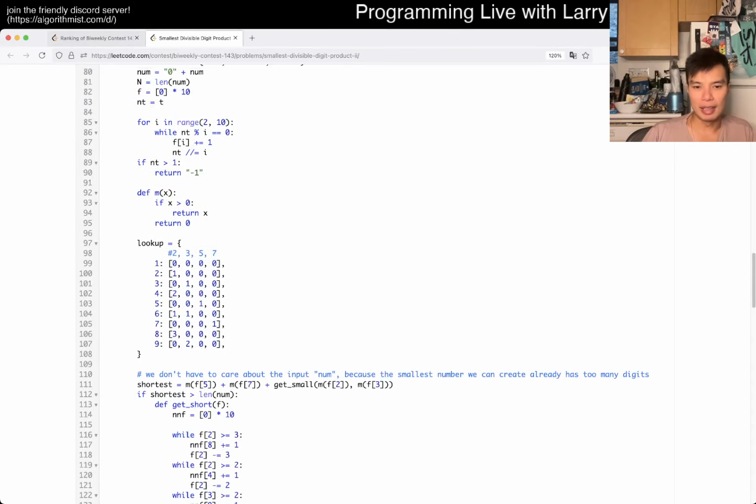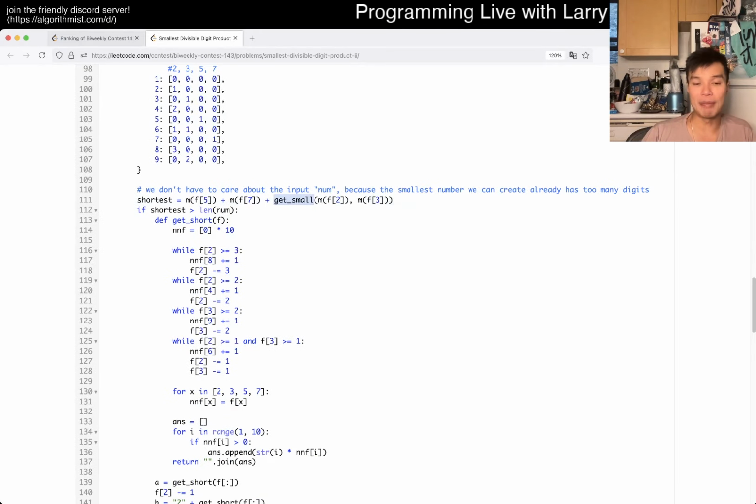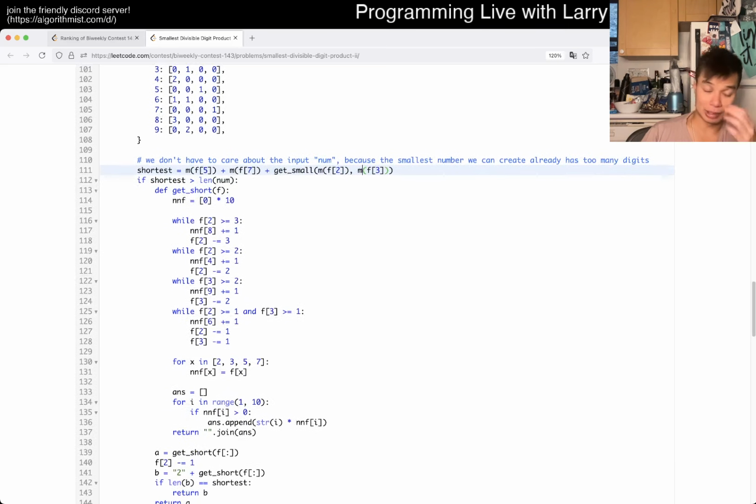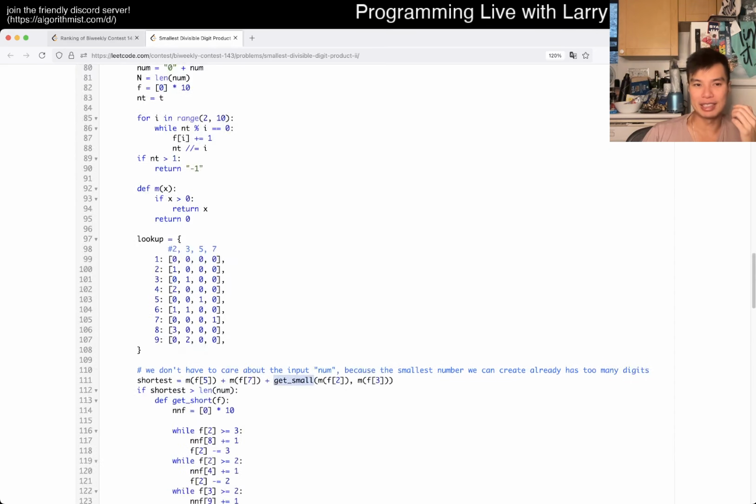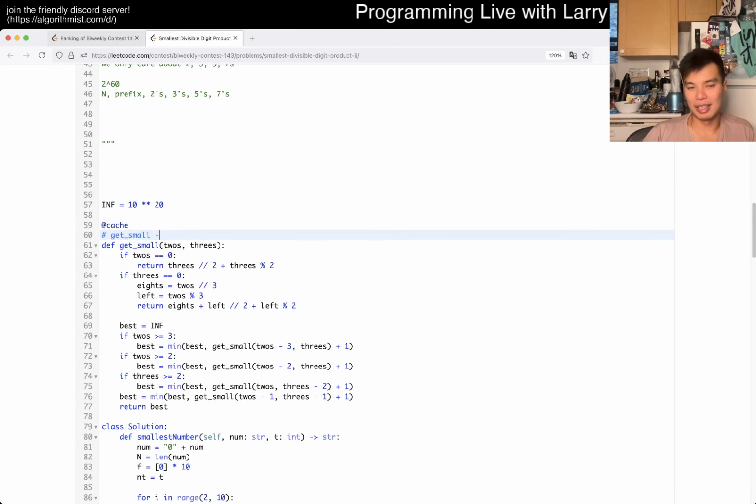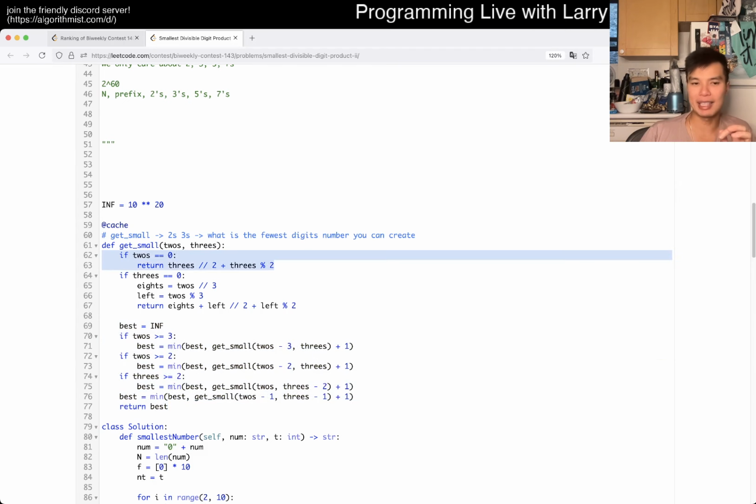Oh, I skipped some. My bad. So get small is just trying to figure out the optimal ways for 2s and 3s. I skipped this one, that's my fault. But the idea here is, now you have some 2s and 3s. What is the shortest, fewest digits number you can create? So let's test it out: do an 8, a 4, a 9, and a 6, and in all combinations this will figure out the fewest digits. If 2s are zero, then you have only 3s left, so that's the base case. If 3s are zero, then that's also the base case. And that's pretty much it.